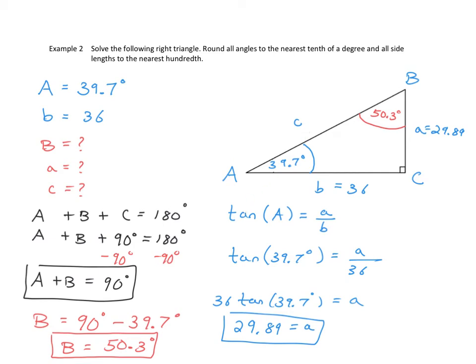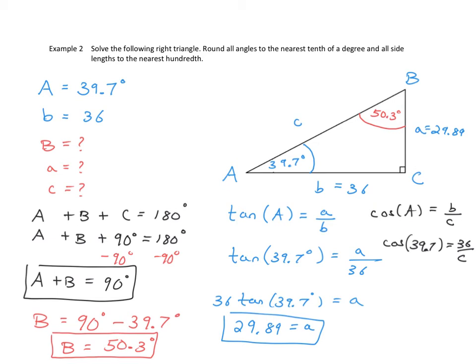It's got to be a different trig function. I think if I do cosine of this angle, it'll work. Cosine is the adjacent over the hypotenuse, and the only thing I don't know there is C. Let's write that down. So that is, if I take cosine of angle A, that's equal to B over C. If I plug in all of the given information, that's cosine of 39.7 is equal to 36 over C.